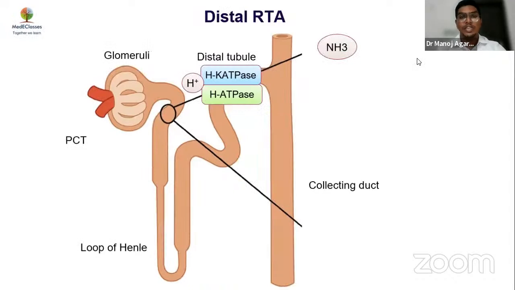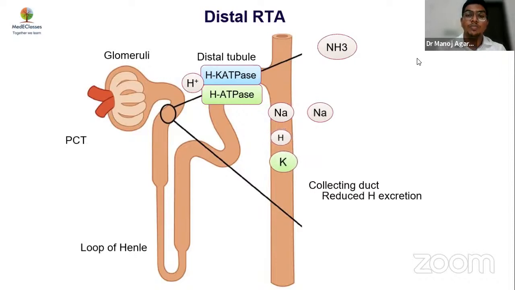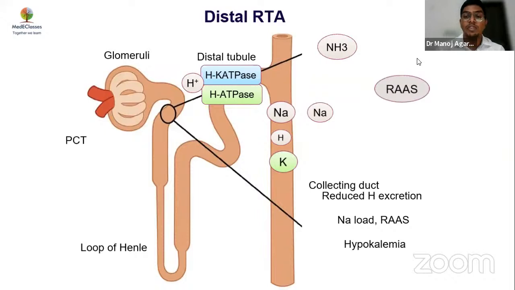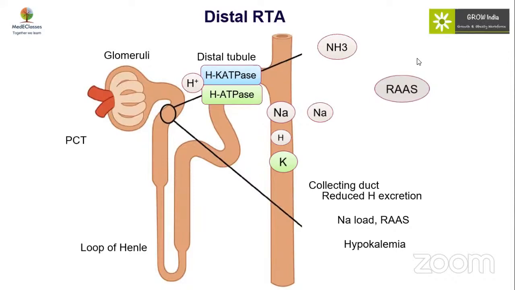If we talk about distal RTA, there will be a defect in acidification. What does that mean? That means the body is not excreting protons. So to maintain the electric gradient, the body tries to lose all the positive ions in the urine, like potassium, calcium, and all the positive ions. So there will be reduced H plus excretion from the collecting duct, and there will be hypokalemia, and there will be hypotension. So in this condition, if we treat, then after correction of the acidosis, hypokalemia will be normal.